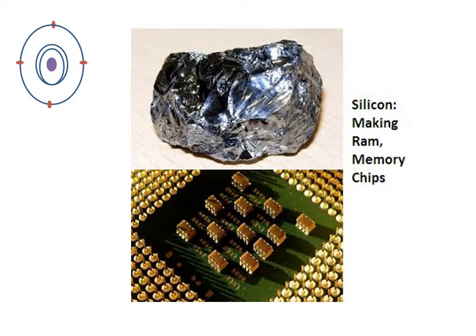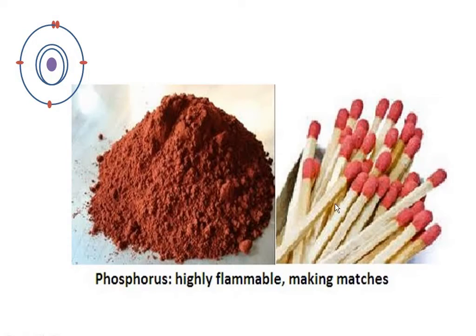Silicon. Silicon has 4 electrons in the outermost shell. You can find it in making RAM and memory chips in electronic products. Fifth is phosphorus, which is highly flammable. We can find it in our matches.